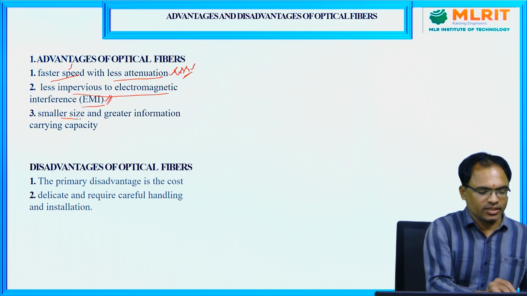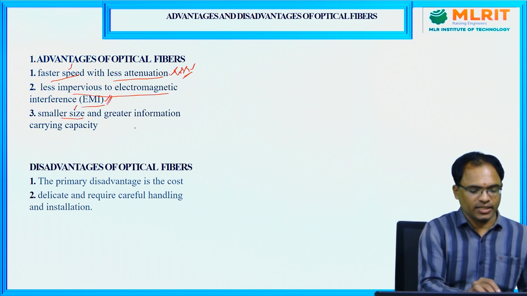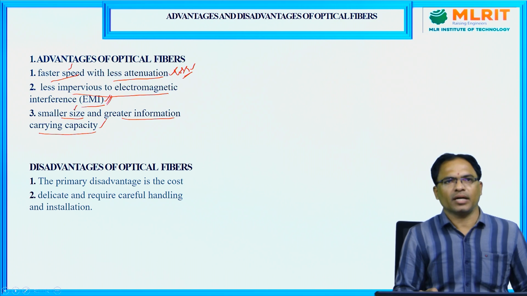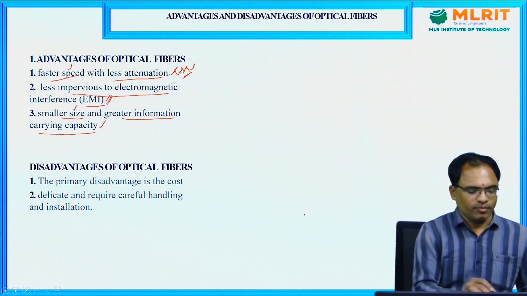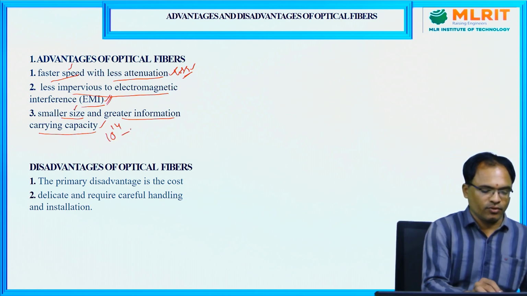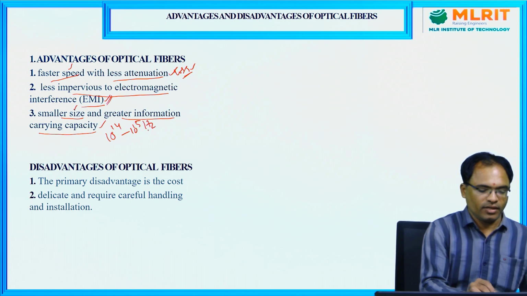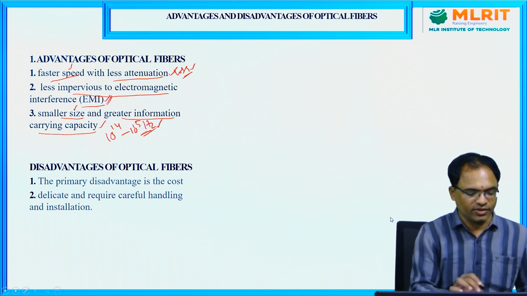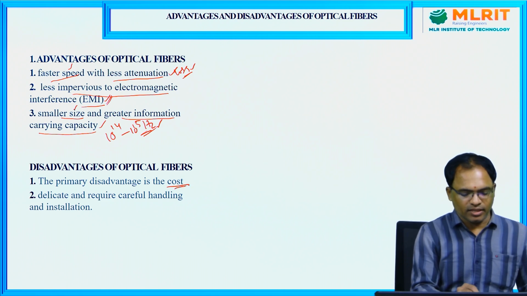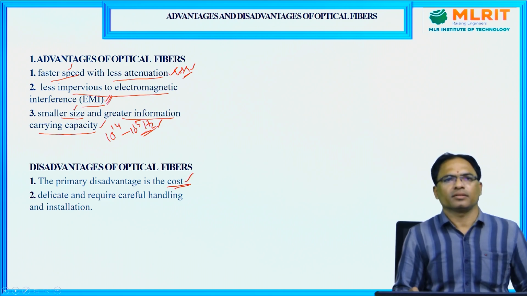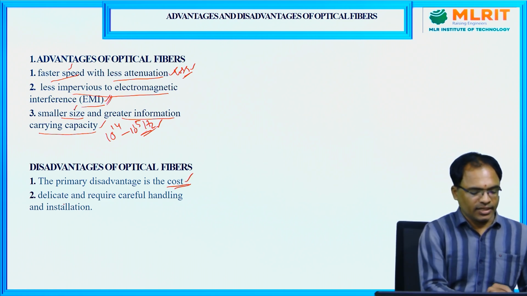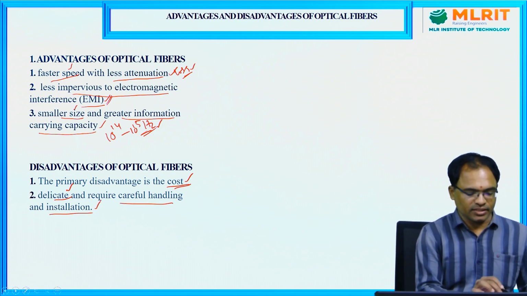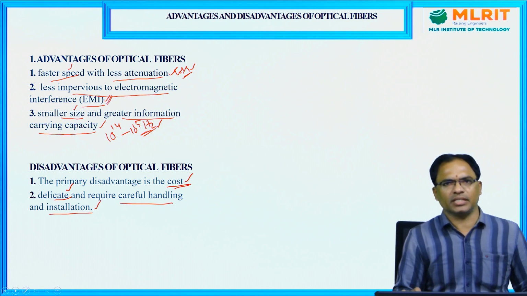Next, smaller size. Optical fibers are smaller in size and the information carrying capacity is more. They have more information carrying capacity because they carry information at around 10^14 to 10^15 hertz. These are the advantages of the optical fibers. Now, coming to the disadvantages. Generally optical fibers are costly, and they are delicate, and much experience is required while handling them. These are the disadvantages.